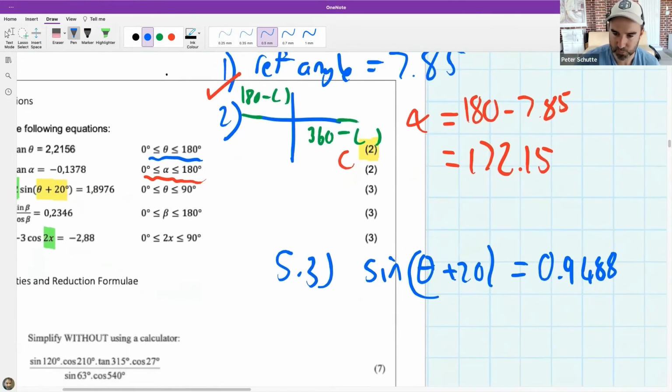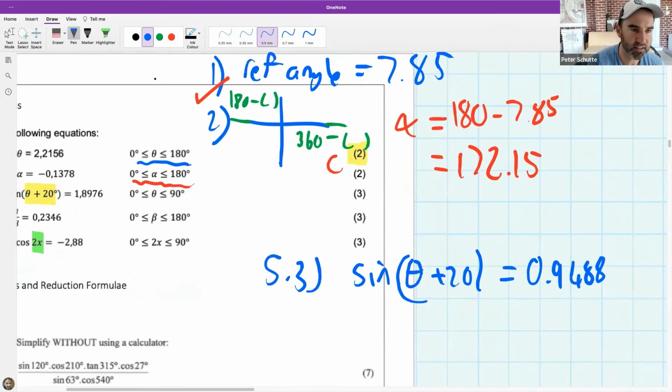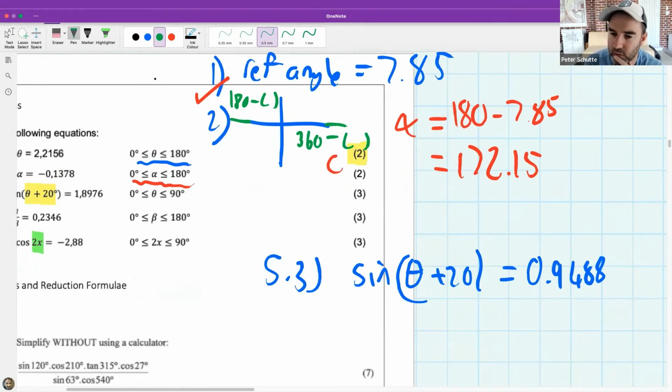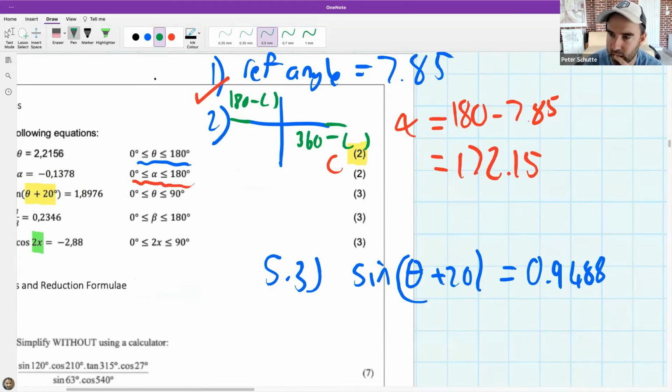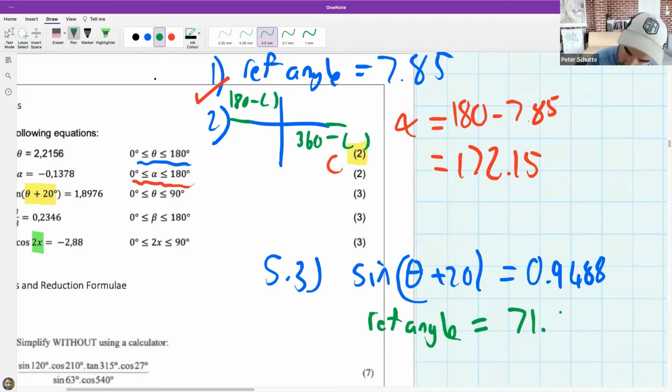We need a next step. What is my next step going to be? From the chat, or if you feel like putting your hand up, what's the next step that I have to do? Okay, so you need to find your reference angle. Yes, so you find your reference angle and you don't have to ignore any negatives this time. You go shift sine 0.9488 and you should get a reference angle of 71.59.